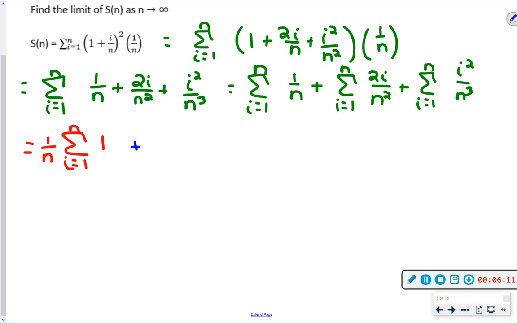Another one. I'm going to color code. Let's do the middle in blue. Now again, I'm trying to get it to just have i here. So I'm going to factor out of it the 2 over n squared. And you'll see why here. Oh boy, I drew that one messy. And then I've got the i. And I'm going to do the third one in black. And I'm going to factor out, because I want just the i squared, 1 over n cubed. That's a very sloppy one.